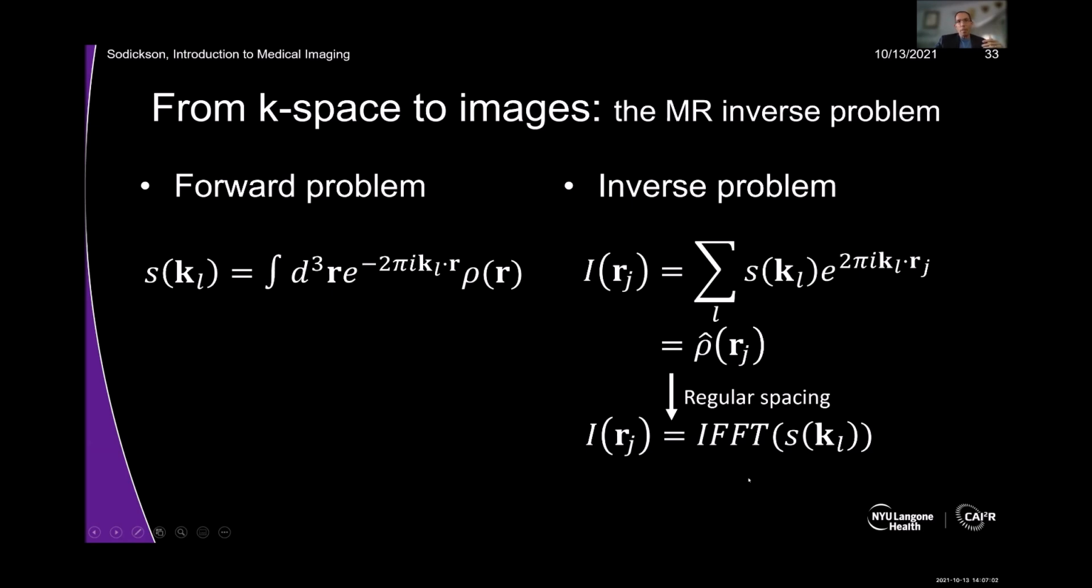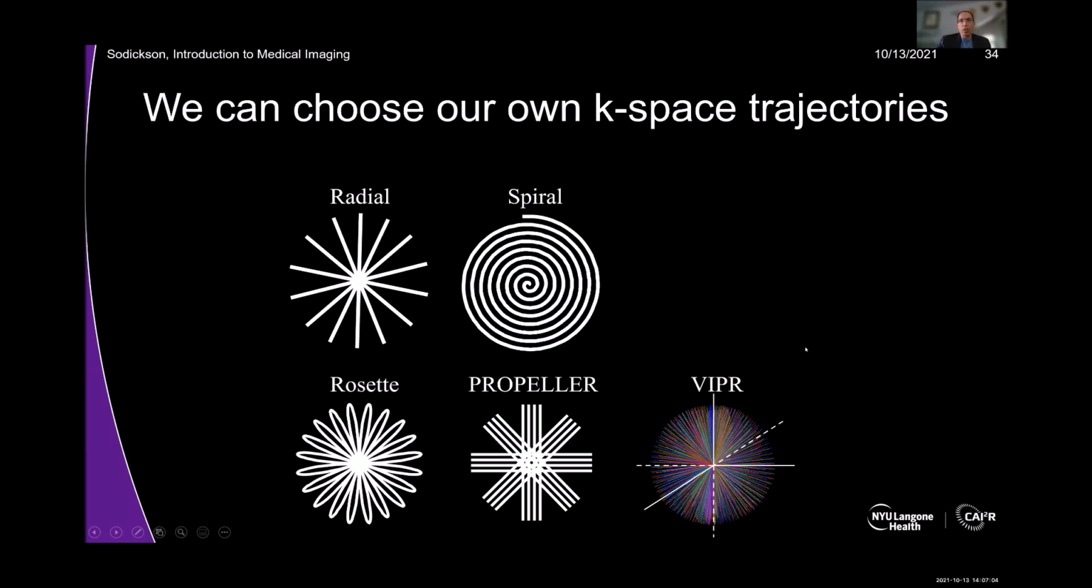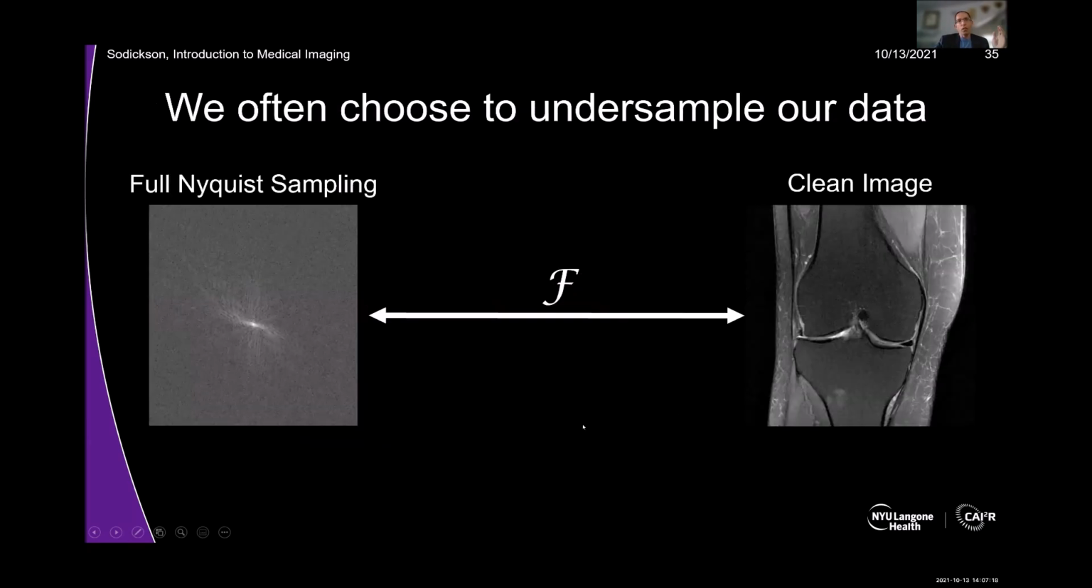But it happens that for all kinds of reasons, we choose our own K-space trajectories. We have complete freedom with the gradients, right? So we have radial and spiral and rosette and propeller and all of these things. Plus, we do something even crazier. We often choose deliberately to undersample our data.